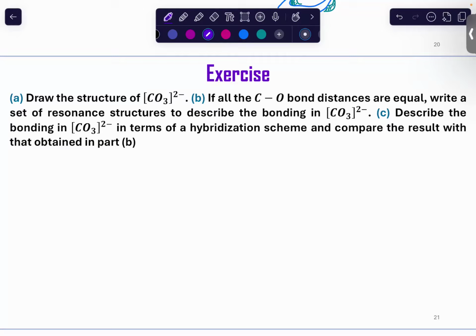Okay, I think I'm good with this. I think I'm done with my guess at least. All right, let's take a look at part A. Just draw the structure. Okay, well, I did this the old-fashioned way. I said carbon has 4 valence electrons, oxygen has 6.